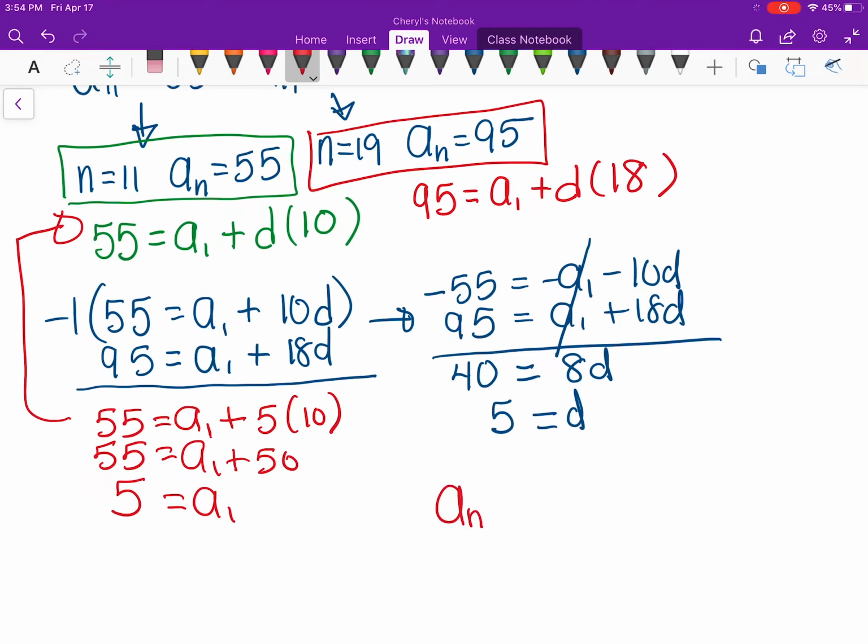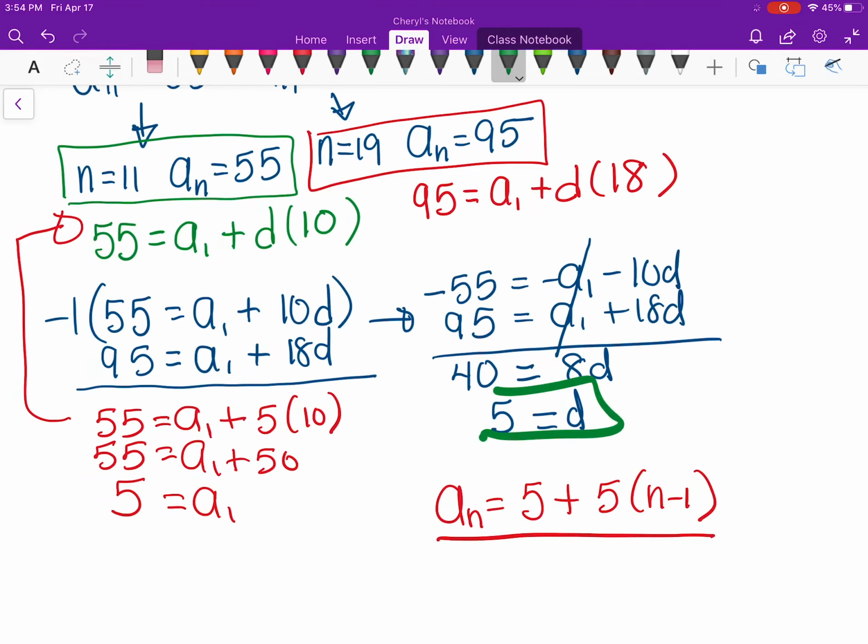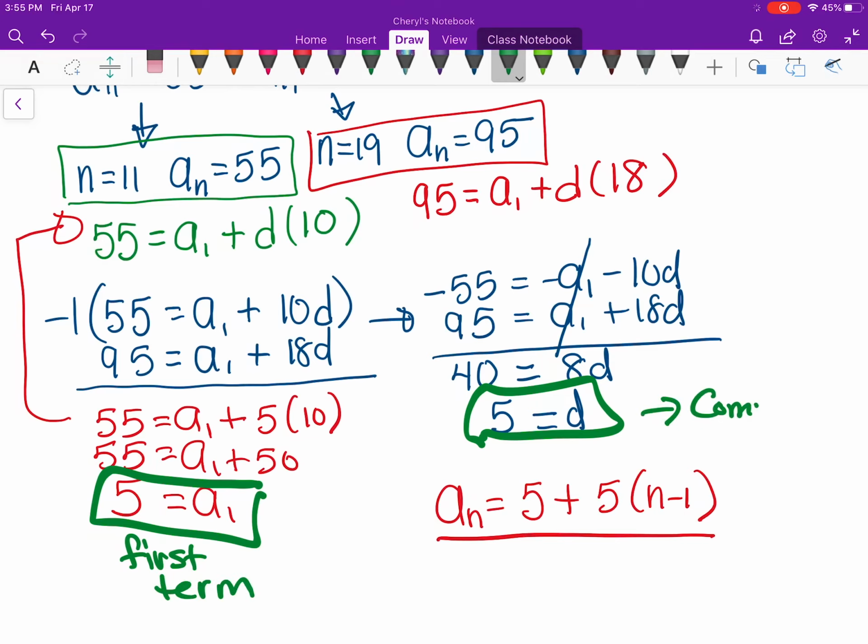So if I wanted to find my nth term of this arithmetic sequence, it would be an is equal to 5 plus 5 times n minus 1. That would be my nth term. If the question just asked for the common difference and the first term, then this would be your final answer, and we can stop there. Now, it doesn't always happen to come out where the common difference and the first term are the same. That's just a coincidence in this example. But anyway, there's my first term, a1, and there's my common difference.